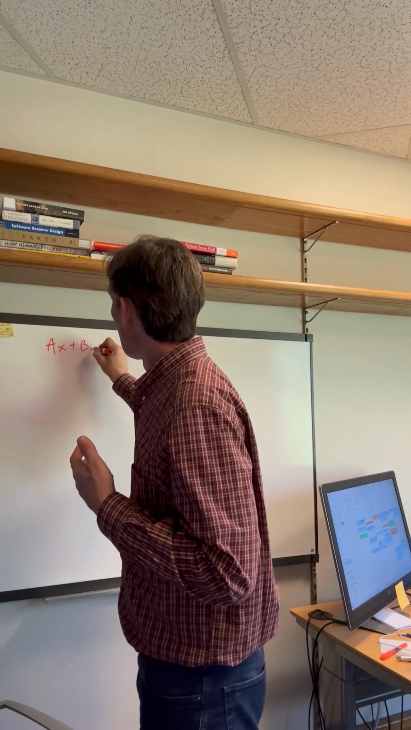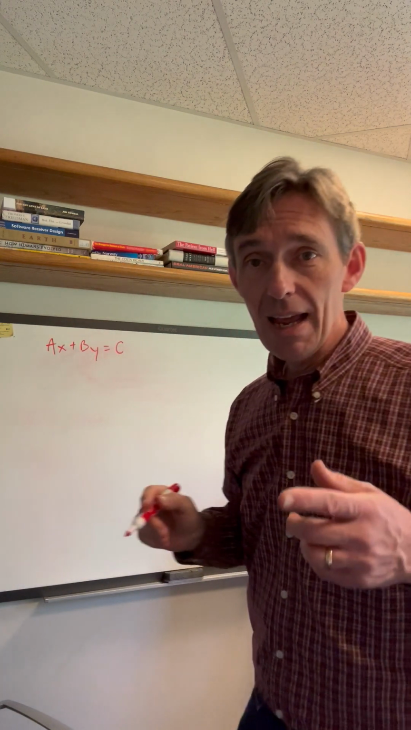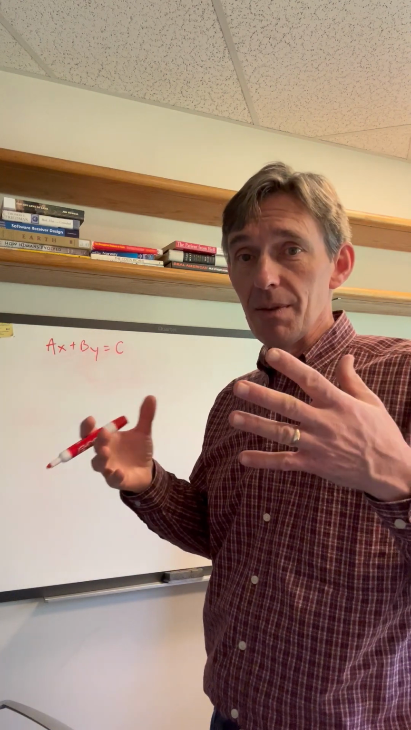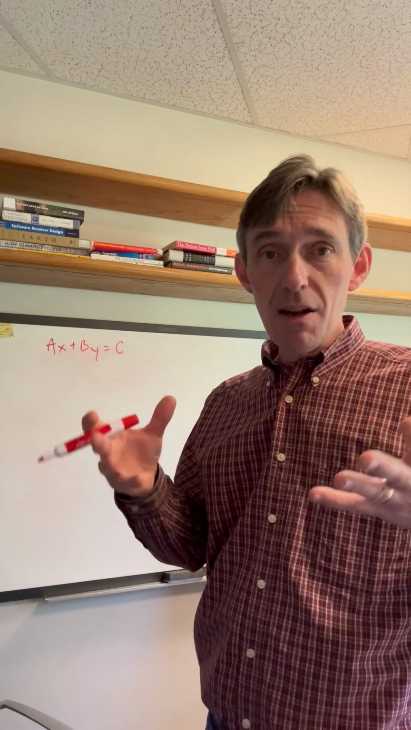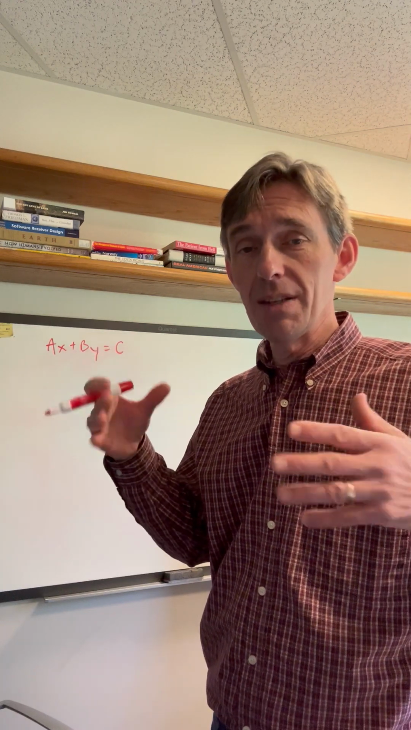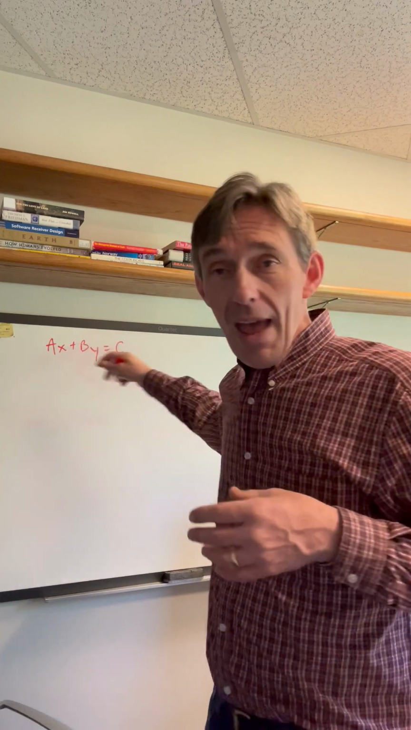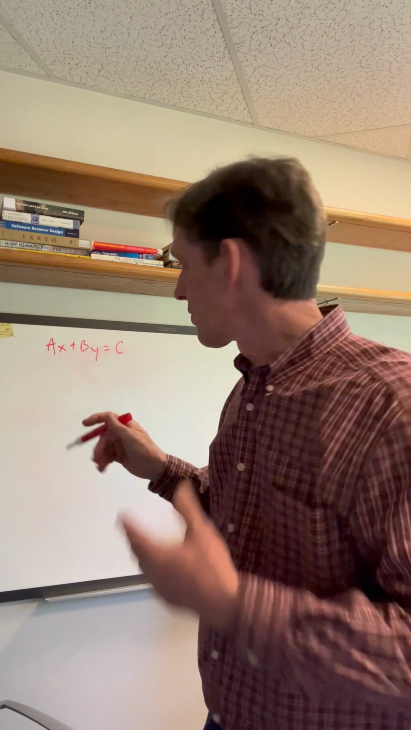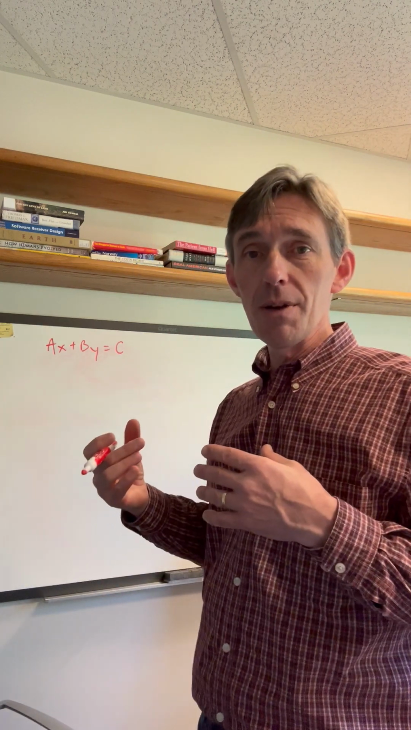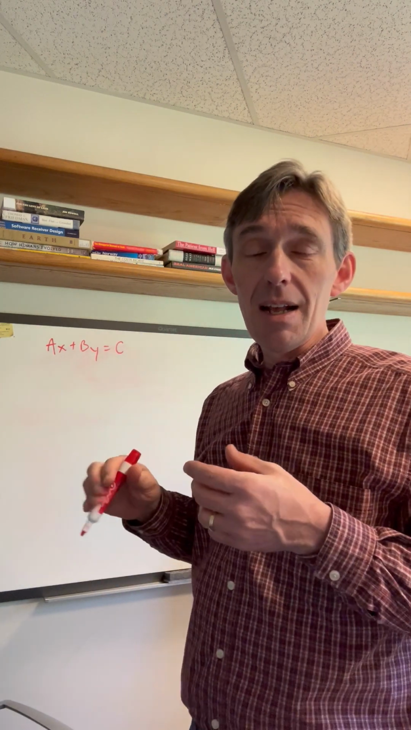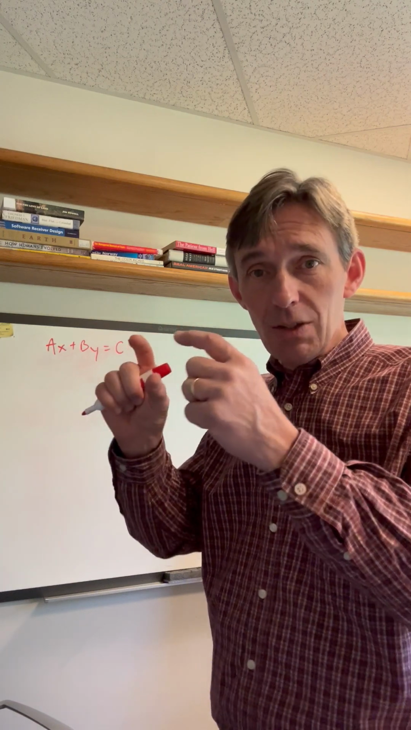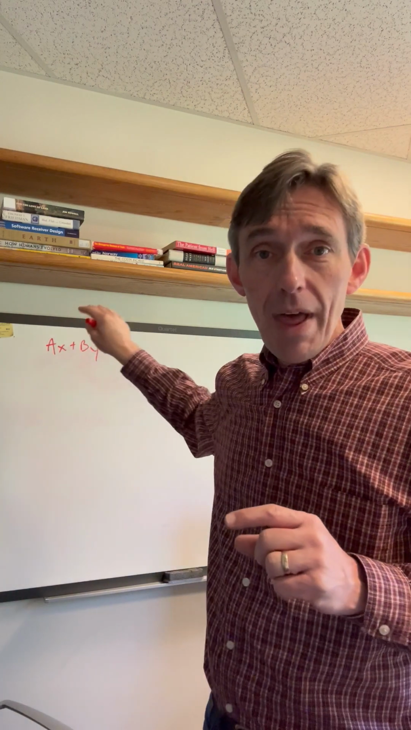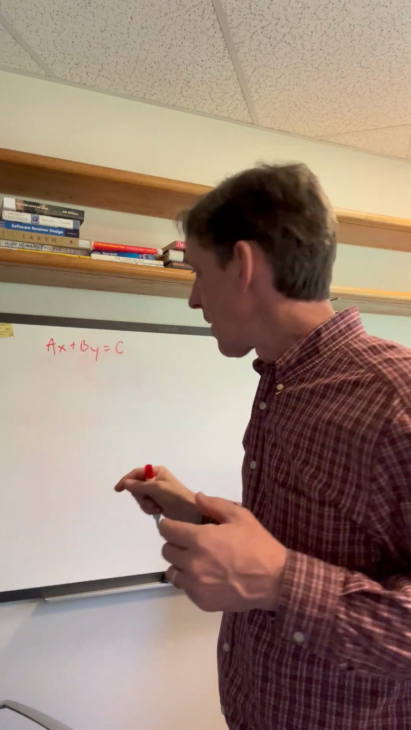AX plus BY equals C. That's standard form of a line. Here A, B, and C are all constants, numbers, right? Where X and Y, we leave them open as variables. And for that line to be true, the left side has to be equal to the right side, right? So if I had some number in for A and some number for B and some number for C, that would mean that only a certain set of X, Y coordinates, an infinite number of them, would make the left side equal to the right side.